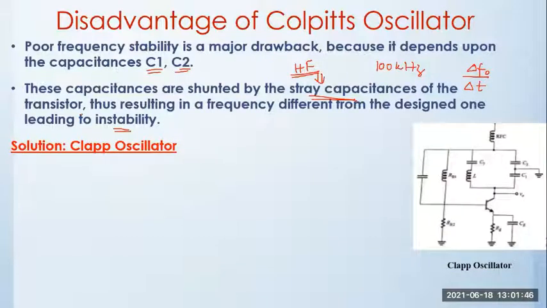The solution to this problem is by using a Clapp oscillator. Please remember this. Major disadvantage of Colpitts oscillator is its poor frequency stability. Why do you have poor frequency stability? Mainly because of stray capacitors which come into effect at high frequencies.